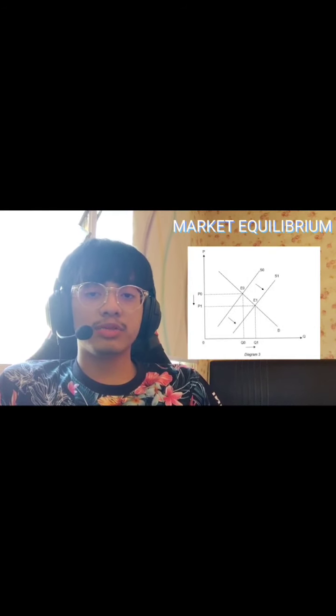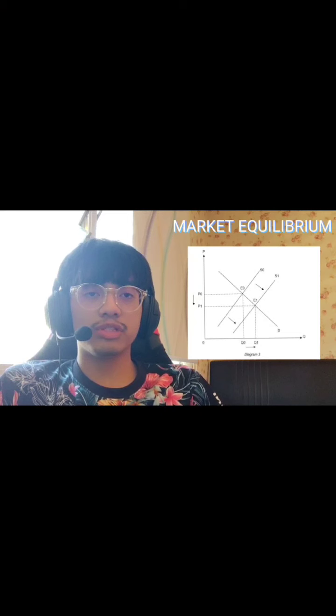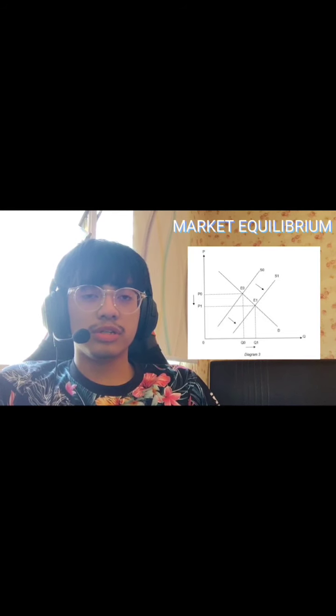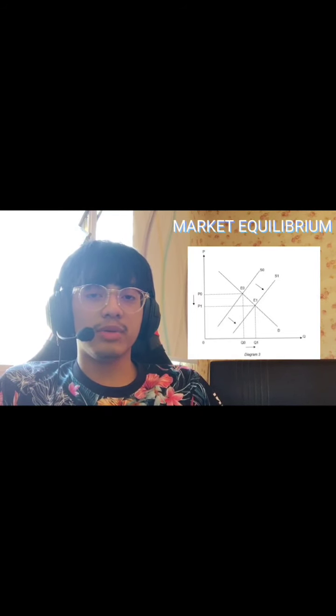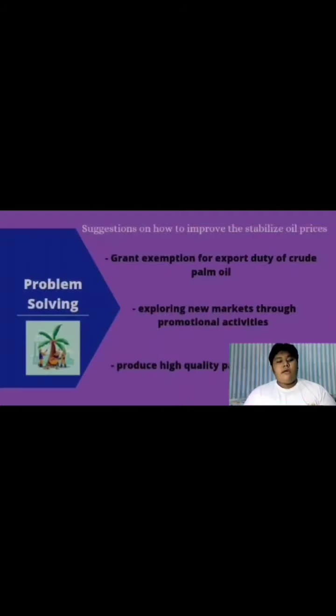The equilibrium price will decrease from P0 to P1 and the equilibrium quantity will increase from Q0 to Q1. Then, the original equilibrium level, E0, will change to the new equilibrium level, E1. To sum up, when the supplier can produce more palm oil, automatically the price of palm oil will decrease. But the demand for palm oil will remain unchanged because palm oil is a necessity good.